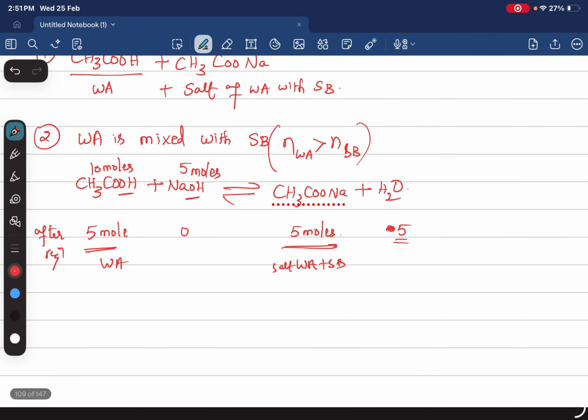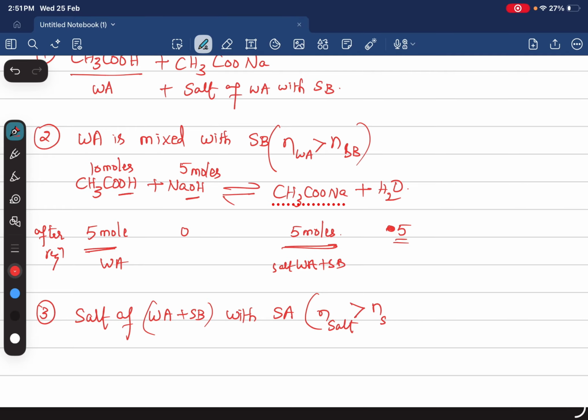So that's how we can get this one. Coming to the next way to prepare a salt of weak acid plus strong base with strong acid. Here the condition is that the number of moles of salt should be greater than the number of moles of strong acid. These are called initial moles, students.